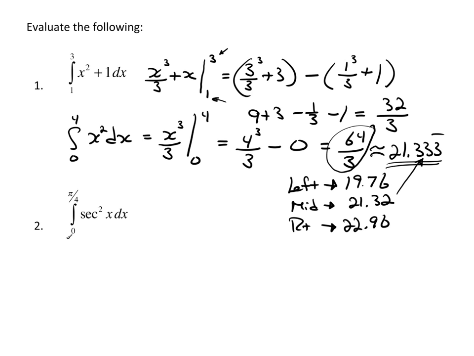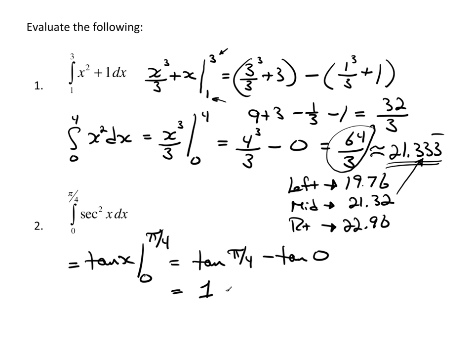Okay, moving on to this next example here, I need to integrate 0 to pi over 4 of secant squared x dx. Well, I'm going to do like I would have done with the indefinite integral, and I'm going to find the antiderivative. That's just tangent of x. And then I'm going to evaluate this from 0 to pi over 4. So that's tangent of pi over 4 minus tangent of 0. Well, tangent of pi over 4 is 1. Tangent of 0 is 0. So the area under the curve of secant squared between 0 and pi over 4 is just equal to 1.